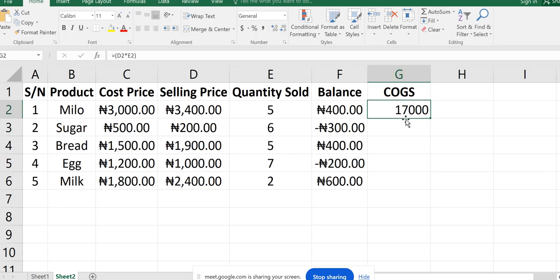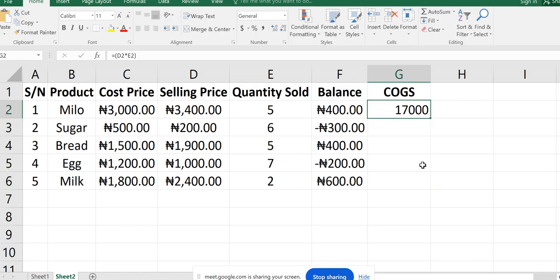I have 17,000. Now, unmute your mic. I don't want to stress myself. I want to fill everything following the first model correctly. So what am I going to do? You put your cursor at this corner under the 17. Then you left click and drag it down.